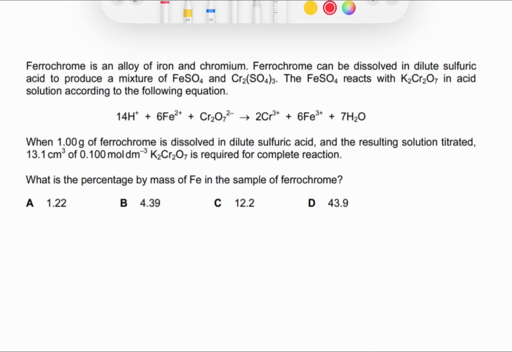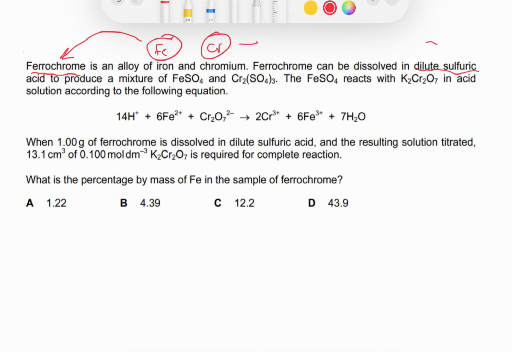The story of this equation started when we had ferrochrome. Ferrochrome is an alloy, which means it's a mixture between metals. These metals are iron, Fe, and chromium. So the alloy that is mixed of chromium and iron is called ferrochrome. This ferrochrome is dissolved in dilute sulfuric acid.